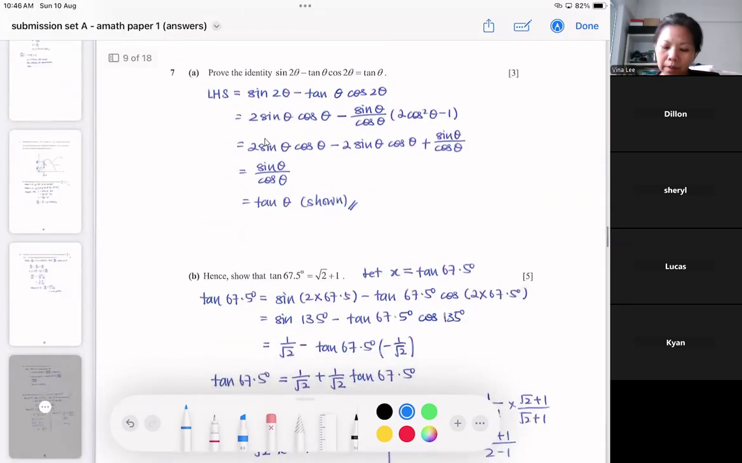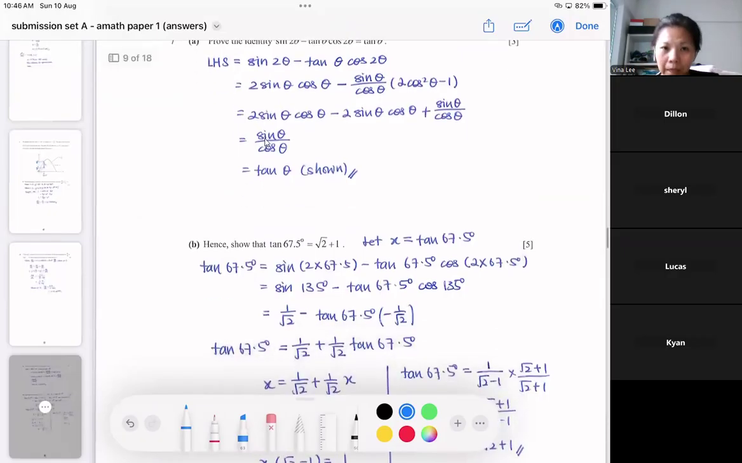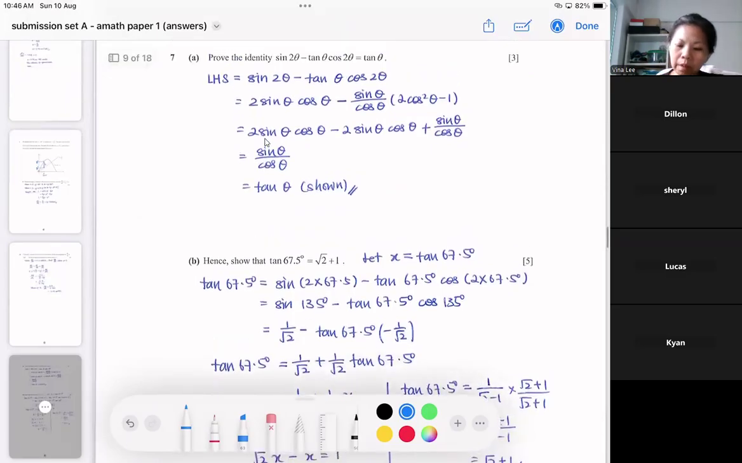Question 7, a lot of you couldn't do 7B. So we are going to use the identity. There is a different method of doing it, but I'm explaining my method. Some of you get it correct with another method. So I'm going to show you my method first.